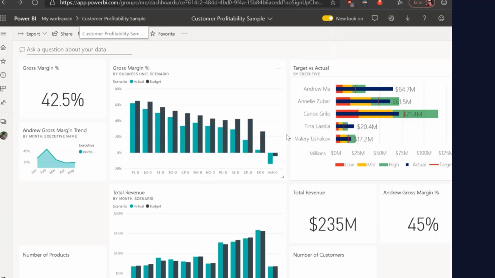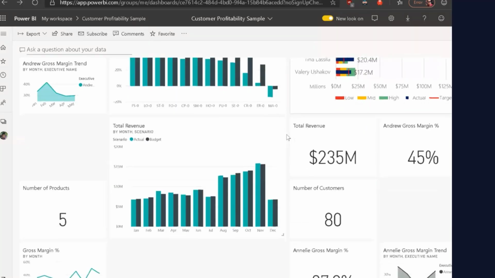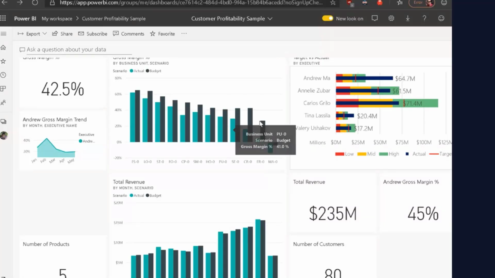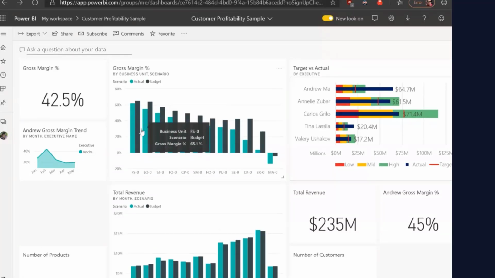And here's a dashboard. It shows multiple visualizations that I can explore and hover over and see the values of these different business units and so forth. So here we have gross margin percentage. This is looking at each of the different business units. And the dark color is my budget. The light color is my actual. What kind of visualization or analytics is that of the four categories? If I'm comparing actual to budget.